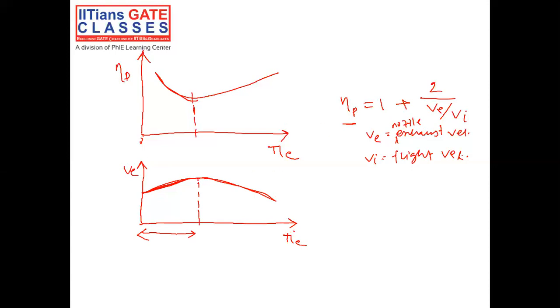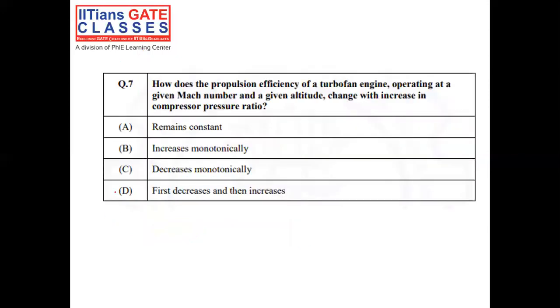Now if we further increase the compressor pressure ratio, the exhaust velocity starts reducing. So from this equation, if Ve reduces, eta p will increase. This part corresponds to that flow. So this is the total variation of propulsion efficiency with compressor pressure ratio. It first decreases and then increases. So this is the correct option.